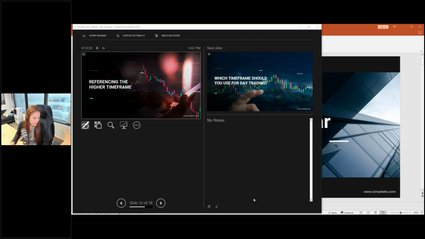Reference to the higher time frame. Let me go to the chart here. For example, I will put the watermark so you guys know which pair I'm talking about. So for example here, this is my trend line, and you know that price already broke above. So how to find the sharp entry?